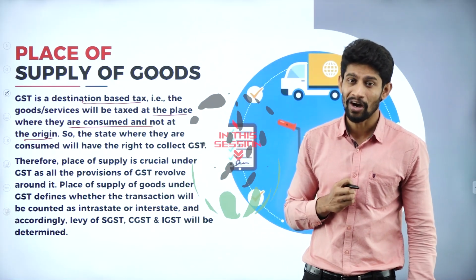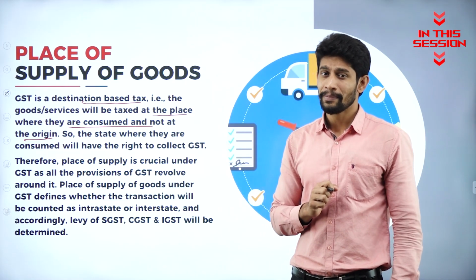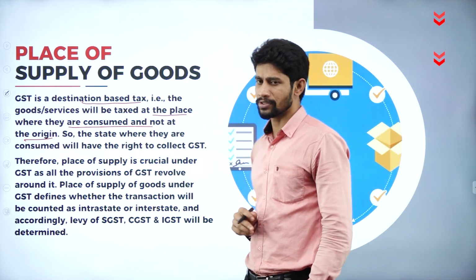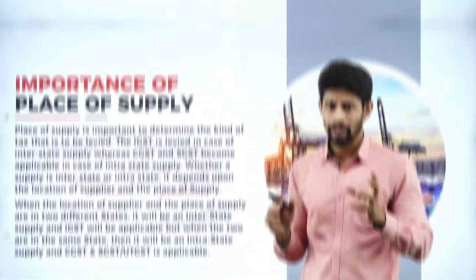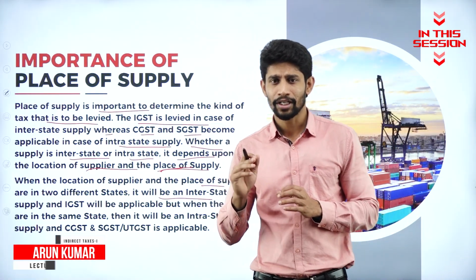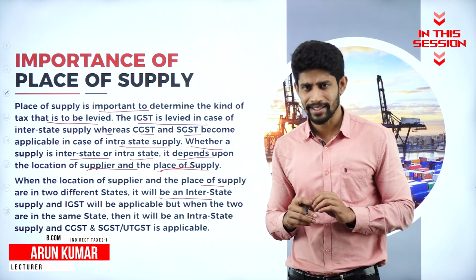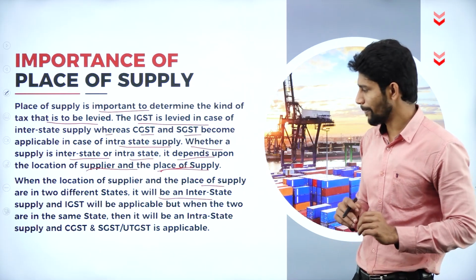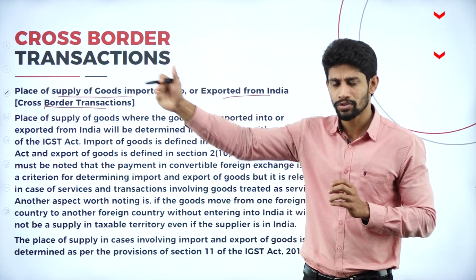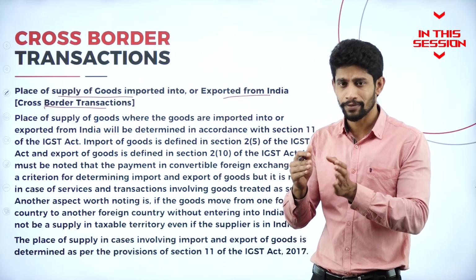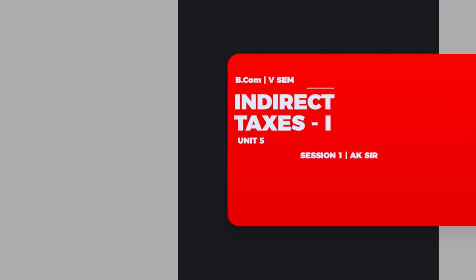Who consumes the product or who receives the services is supposed to pay the tax, not the person who manufactures the product or who provides the services. If the location of the supplier and the location of supply are in different states, then it will be called an interstate supply and IGST will be applicable. If you are importing goods from another country or exporting goods to another country, crossing the borders of two different countries, that is called a cross-border transaction.